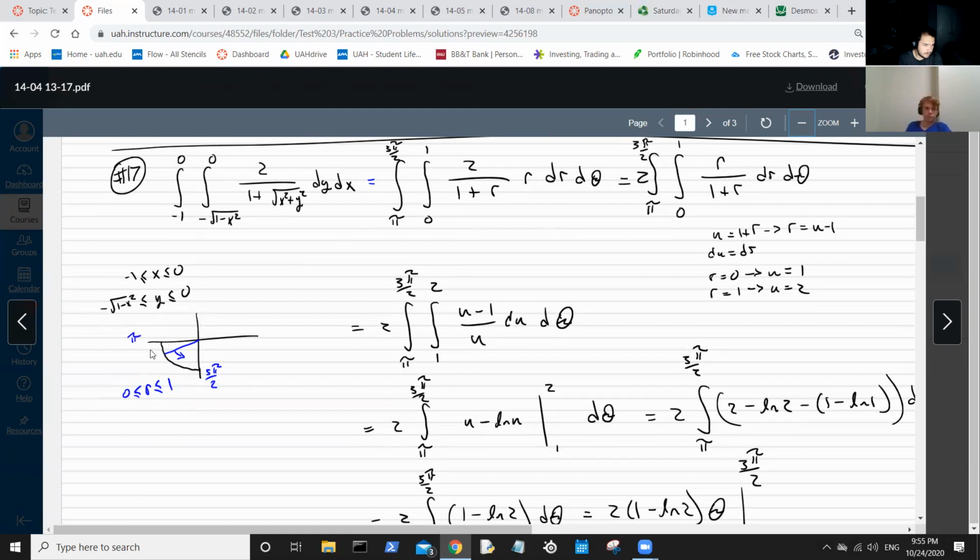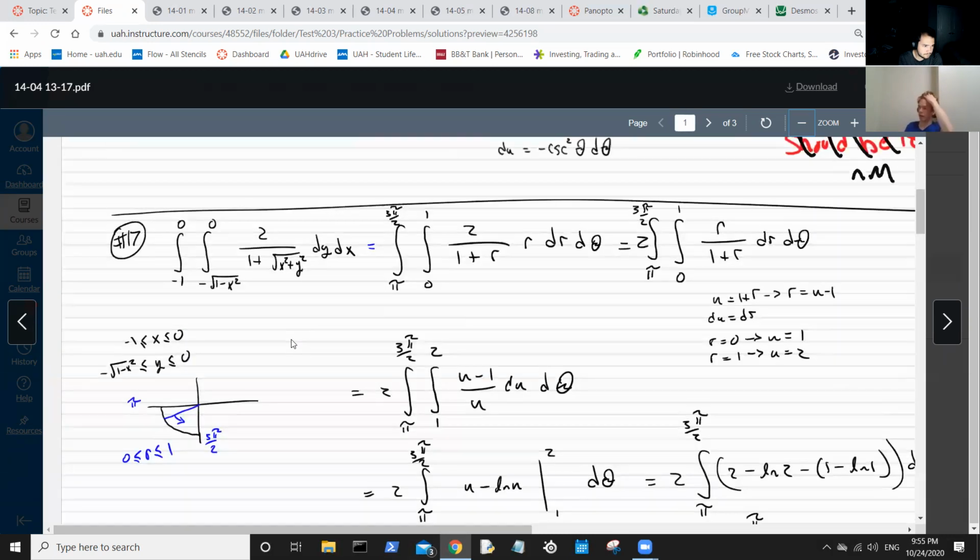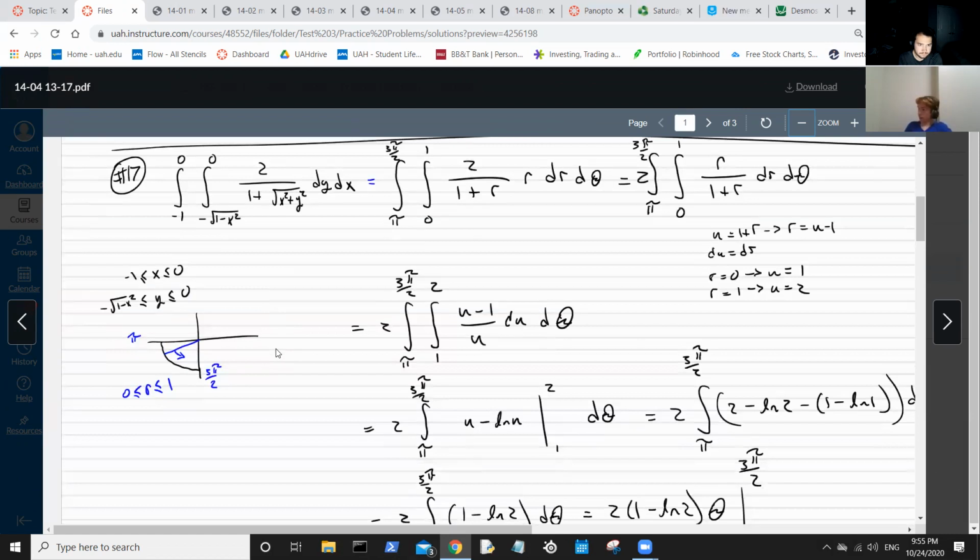So you have pi and 5 pi over 2. So let's graph this. y squared plus x squared equals 1. That's just going to be a circle, right? Yes, it should. But negative square root of 1 minus x squared is going to be the bottom half of the circle. Is that good?